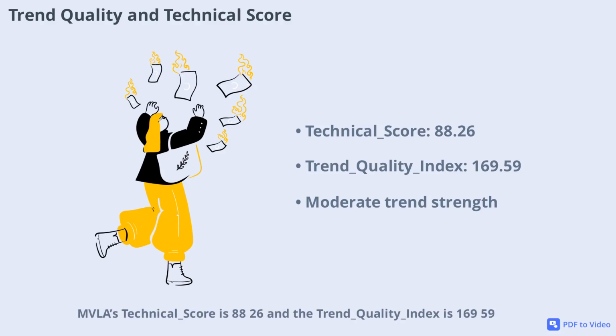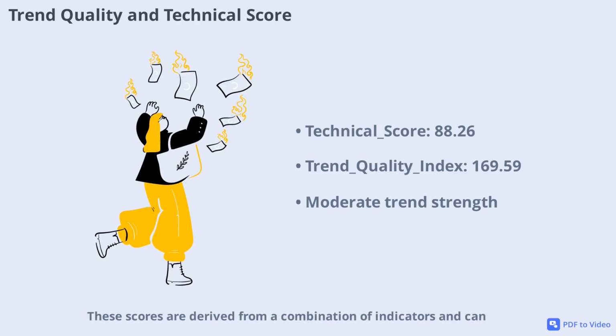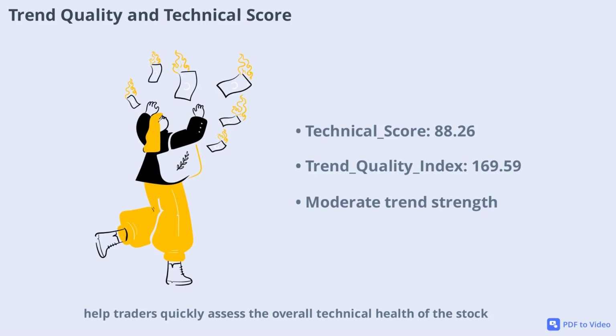MVLA's technical score is 88.26, and the trend quality index is 169.59. These high values suggest that despite recent volatility, the technical setup is relatively strong. The trend strength score is 3.5, indicating moderate trend strength. These scores are derived from a combination of indicators and can help traders quickly assess the overall technical health of the stock.